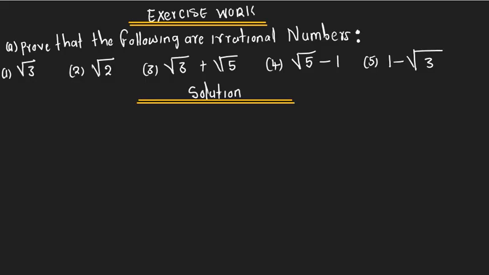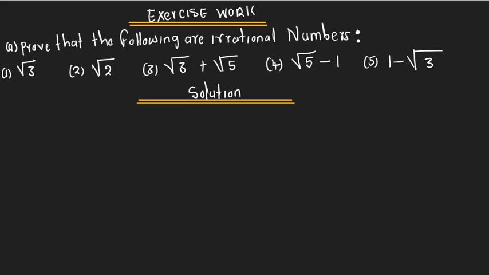I think I have some exercise work which we are going to use together, and I'm going to prove to you how to prove that actually square root of 3 is irrational, square root of 2 is irrational, square root of 3 plus square root of 5 is actually also irrational. And please, you need to get these concepts because they'll bring something like this. They can also bring square root of 5 minus 1. You need to know how to solve this.